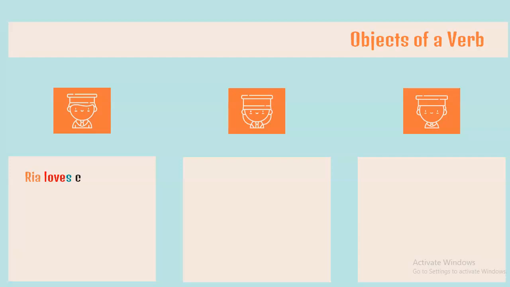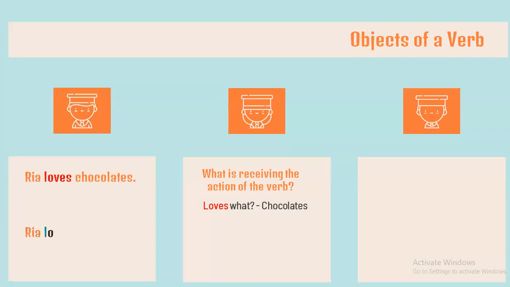In the first sentence, Ria loves chocolates. We can see that loves is a verb. Right? Now, what is receiving the action of the verb? Or Ria loves what? Ria loves chocolates. So, chocolate is the object of the verb in the sentence.